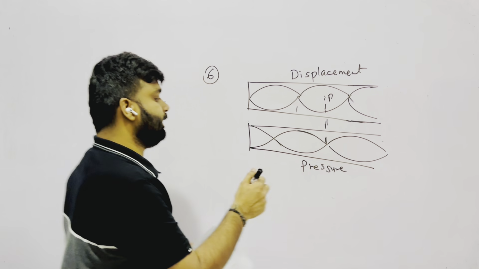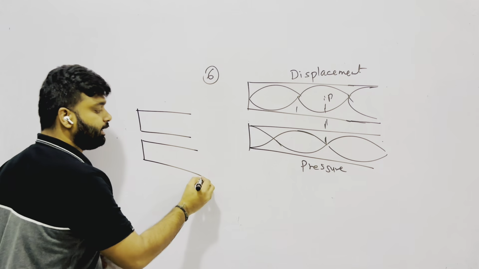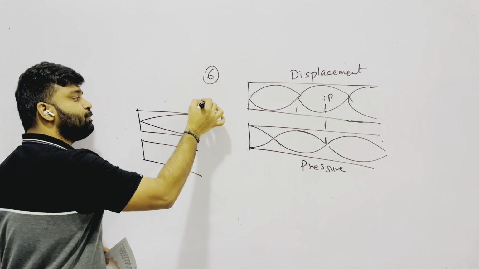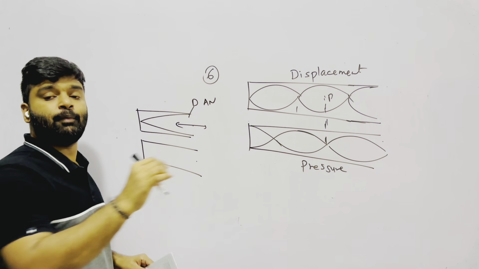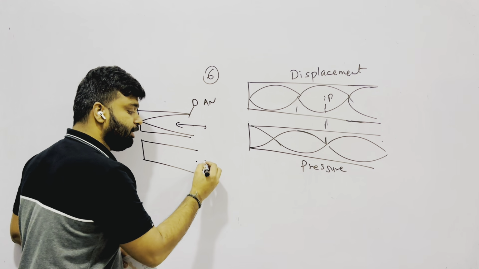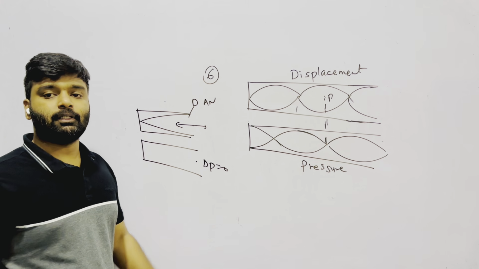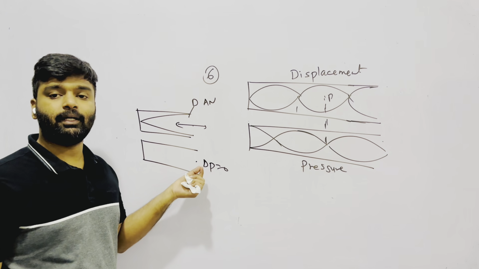You must know one thing. The displacement graph is opposite to the pressure variation graph. If a point is a displacement antinode, it means the particle at the antinode is vibrating at maximum amplitude. At that point, the pressure fluctuation will be 0. At the displacement antinode, the pressure fluctuation will be 0. Therefore, it will be denoted by a pressure node.